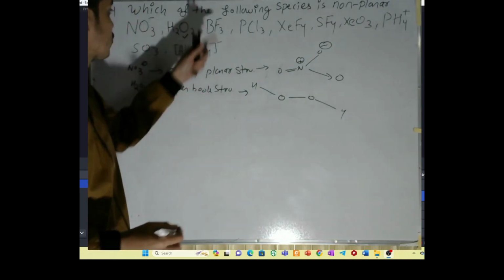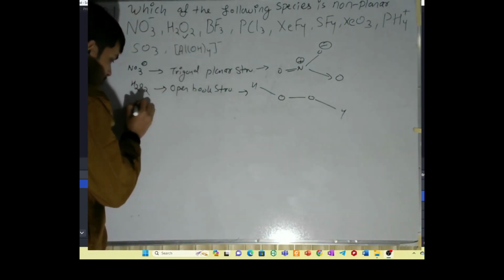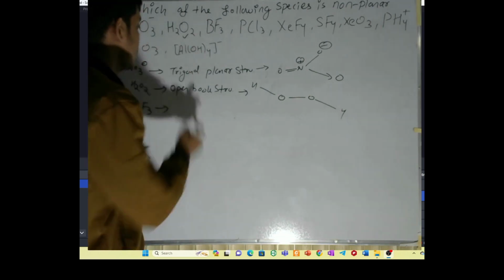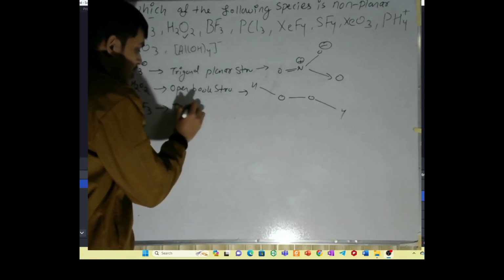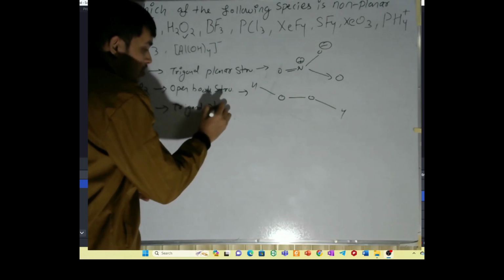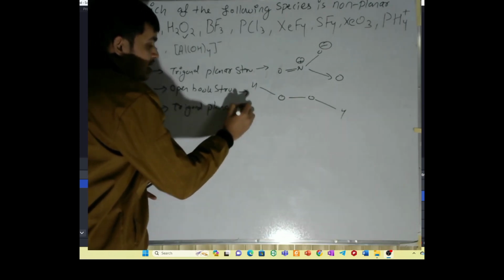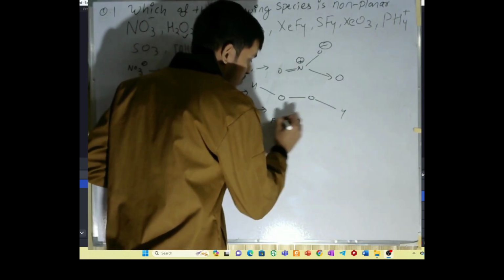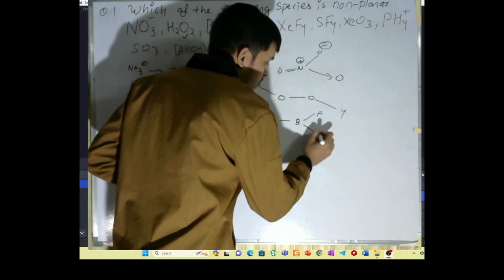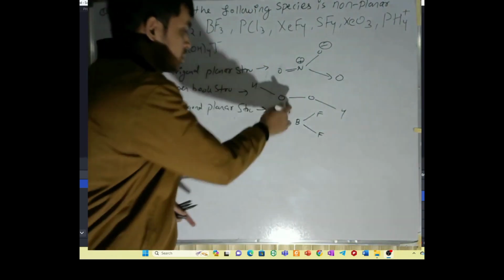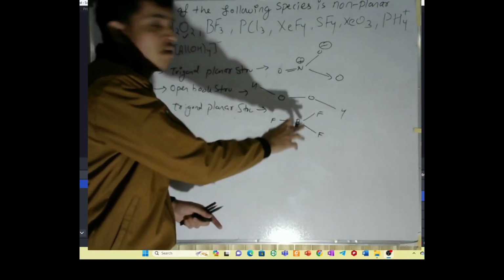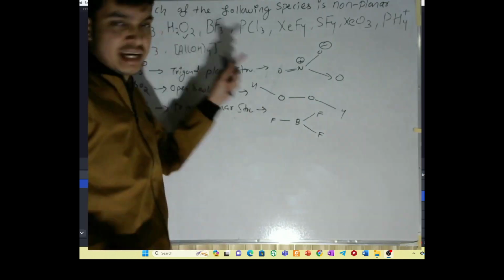Okay, let's move to the next molecule, that is BF3. Now BF3 also has a trigonal planar structure like this. Here also, like NO3 minus, all the atoms lie in one plane. So it is an example of planar structure.